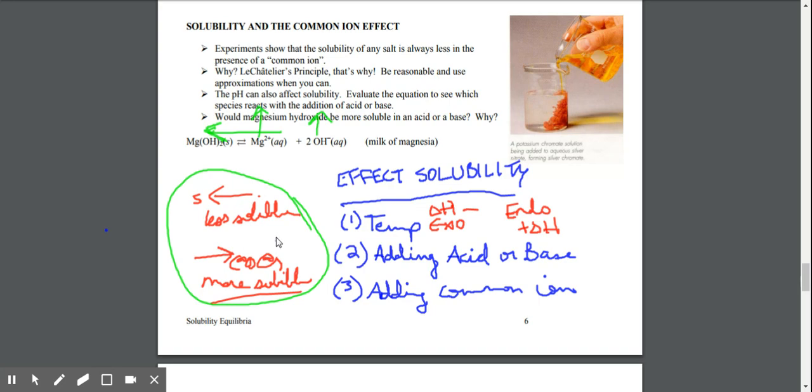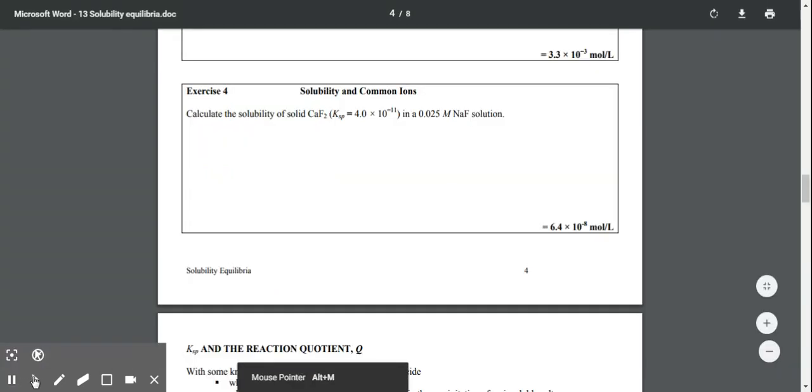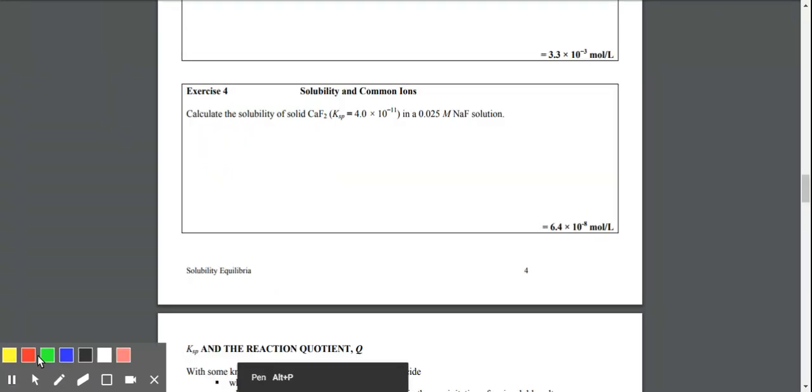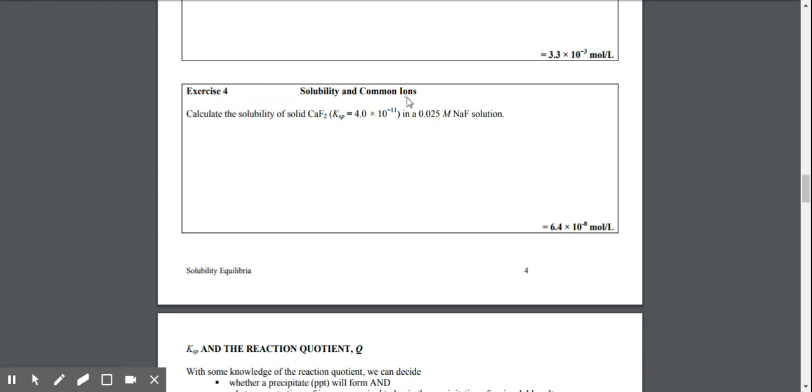What I also want to get to is the mathematical portion of the common ion effect here. So give me a second to get to the next page. I'll tell you which page I'm going to go to, and then we will do an example problem with this. All right, so where I'm at is page 4, the bottom of page 4, exercise 4. And it says solubility in common ions.